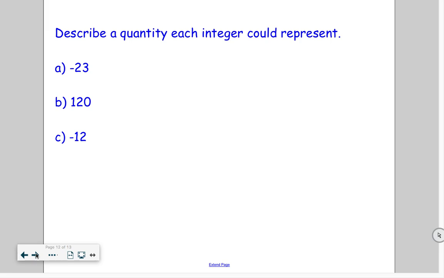Not 92, actually. It should end with 8. Wait, no. If it's 80, it means you're 12 strokes under 80. So you actually golfed it in how many? 68 strokes. So if you are at negative 12, you are 12 strokes under whatever par was. Okay, pick a scenario for negative 12. That should be the end of our notes, correct?